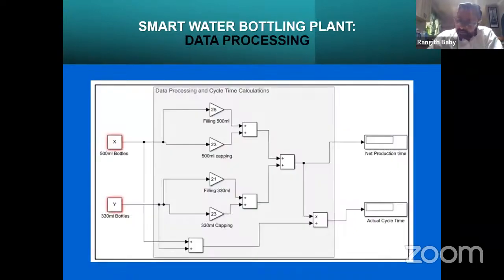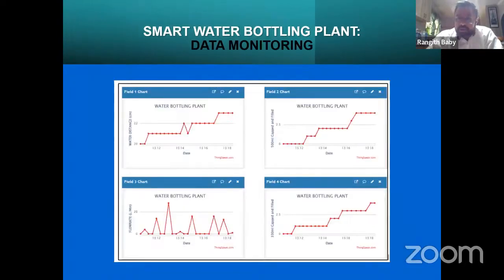This is the data processing, just one element of it, where we're bringing together all the data, and then we were able to monitor. So this is done on ThingSpeak, which is a cloud platform. It currently monitors the flow rate, the number of 330 and 500 ml bottles that are being bottled, as well as the amount of water that is left in the tank. So this is all on the cloud and can be monitored at any given time.